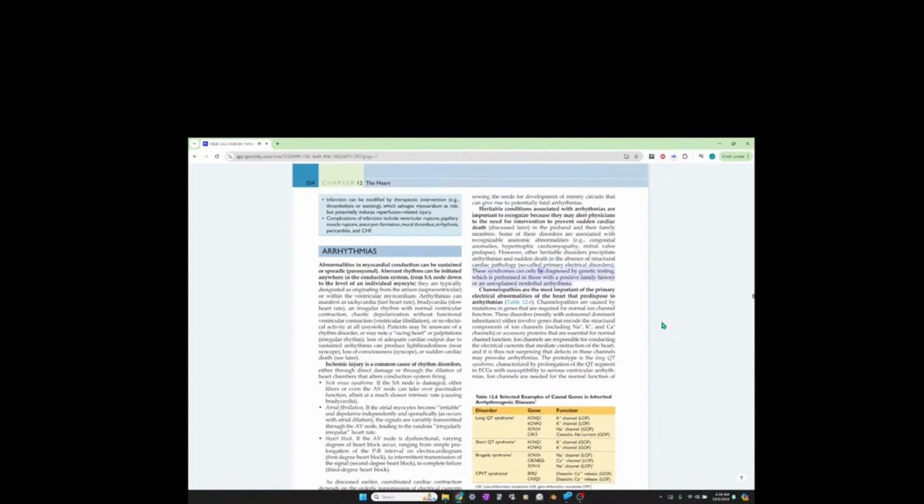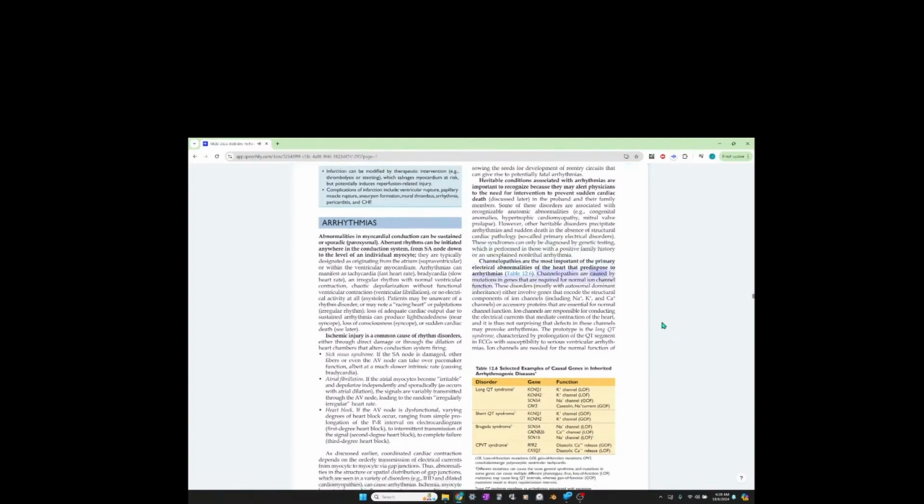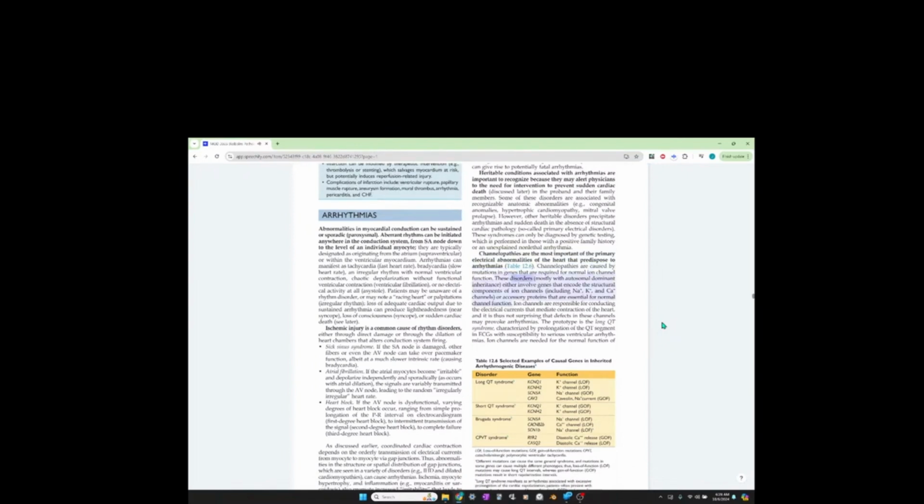These syndromes can only be diagnosed by genetic testing, which is performed in those with a positive family history or an unexplained non-lethal arrhythmia. Channelopathies are the most important of the primary electrical abnormalities of the heart that predispose to arrhythmias. Channelopathies are caused by mutations in genes that are required for normal ion channel function. These disorders either involve genes that encode the structural components of ion channels or accessory proteins that are essential for normal channel function.